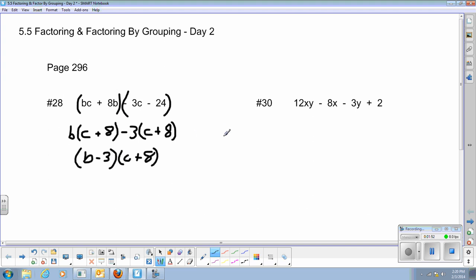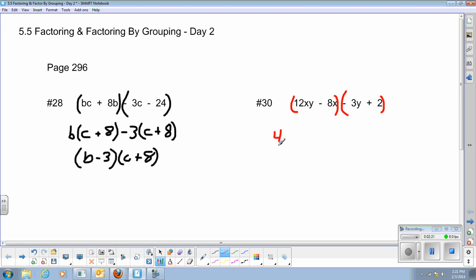Problem 30, this one was part of your assignment, so if you haven't checked your answer already, you can check that now. So again, I'm going to factor by grouping. I'm going to group the first 2 terms together and the second 2 terms together. So I have 12xy minus 8x, and the numbers here, 12 and 8. The factors of 12 being 1, 2, 3, 4, 6, and 12. And the factors of 8 are 1, 2, 4, and 8. The greatest common factor of those numbers happens to be 4.